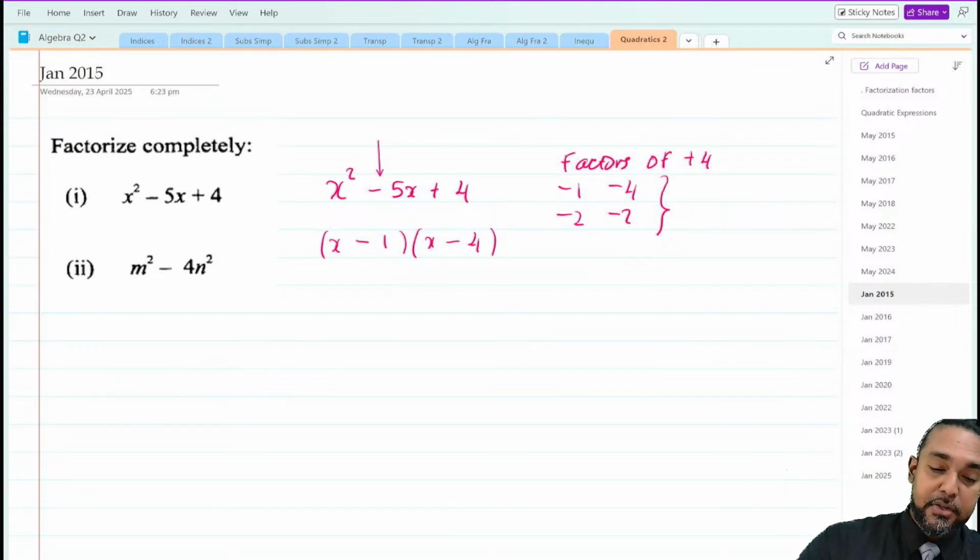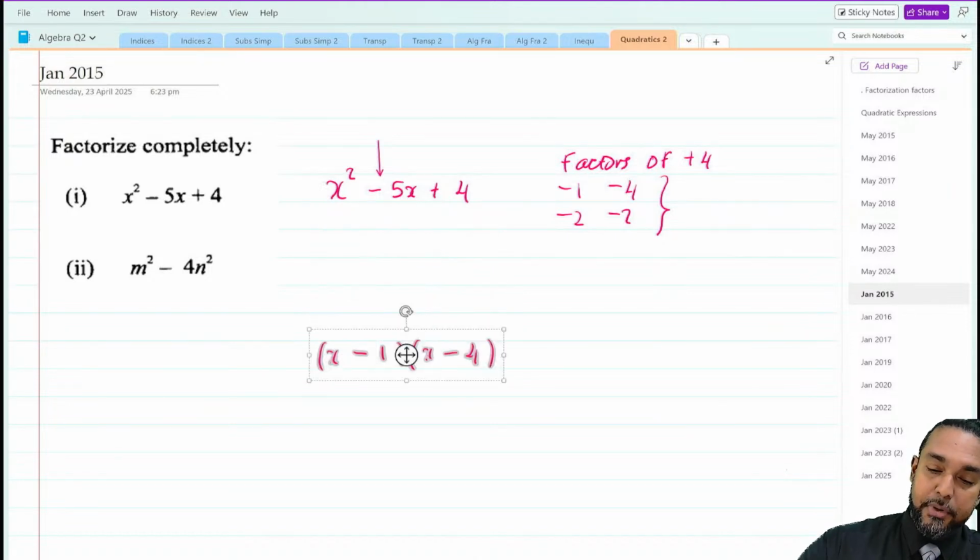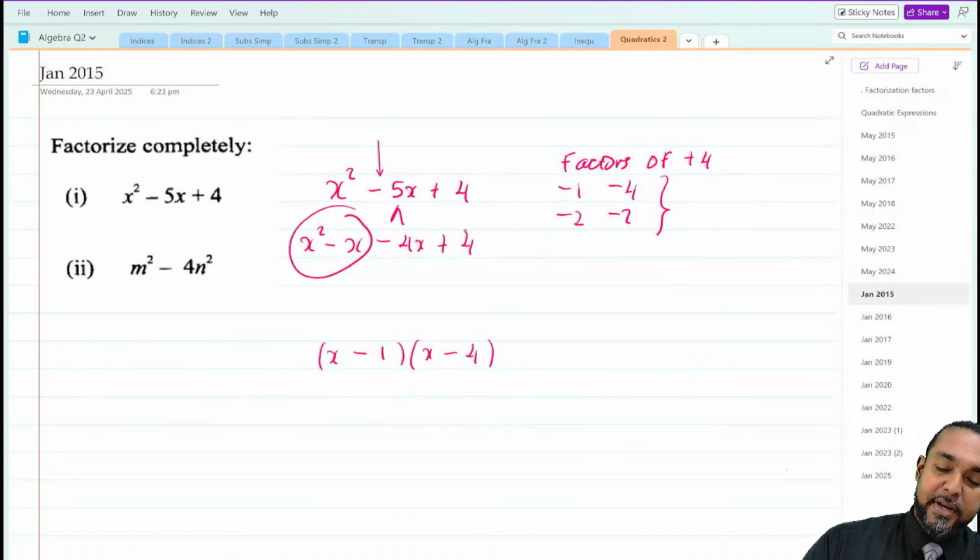Right? Now, again, like I said, this is a bit of a shortcut. What they would prefer you to do, and I'll show you just for illustration, but I still think you should be able to get away with what I just did. So once you figure out what to split it into, you can do x squared minus 1x minus 4x plus 4, and then factorize by grouping.